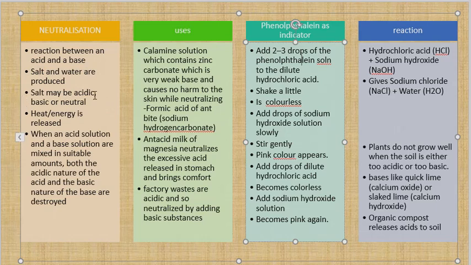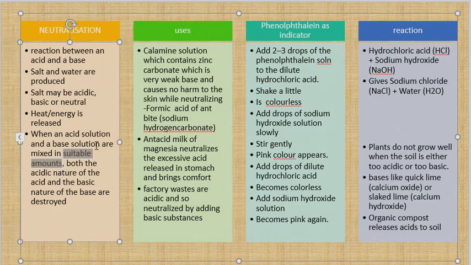Now this salt may be acidic, basic or neutral. The salt produced by the reaction between acid and base in a neutralization reaction can be acidic or basic. Heat or energy is released. When an acid solution and a base solution are mixed in suitable amounts, both the acidic nature of the acid and the basic nature of the base are destroyed. They produce salt and water, and the salt may be acidic or basic, and heat is released.